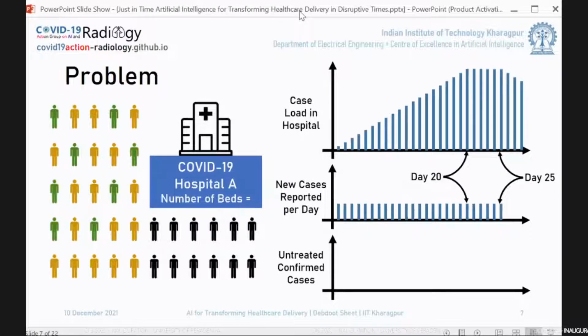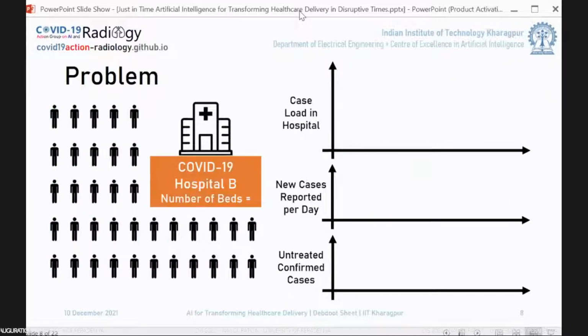And eventually what would happen is that after the 25th day, you would see a decline in the number of caseloads in the hospital. And that's typically when we say that there is a caseload decline and people are recovering. So the pandemic is going away, and we are okay to move out again. And then people start mingling freely, and then they will again get affected. So that's the sad part of it in any way.